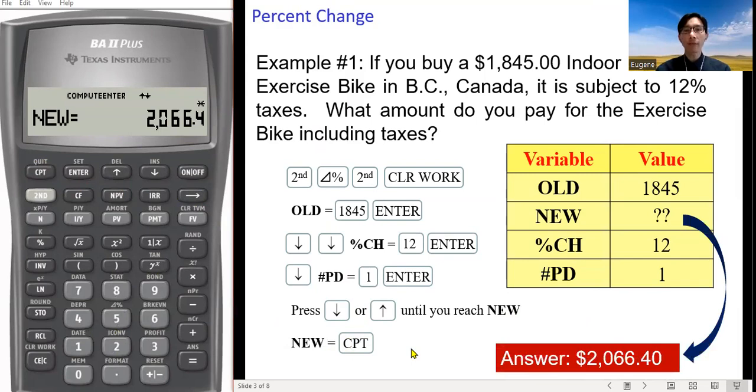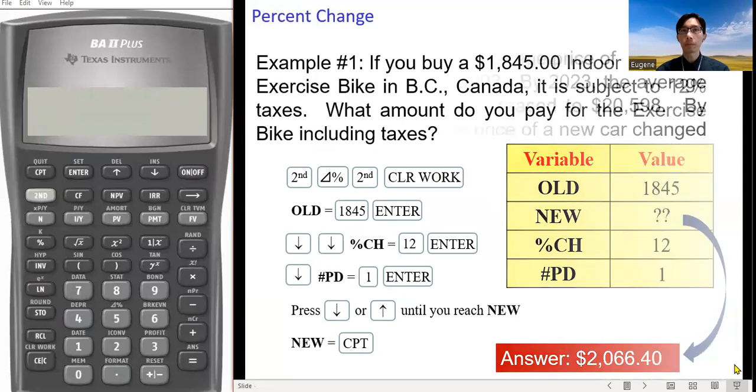So the amount after tax is $2,066.40. Let's get to the next example.